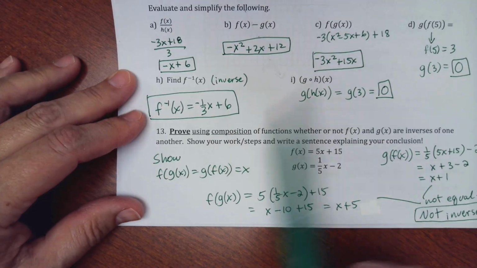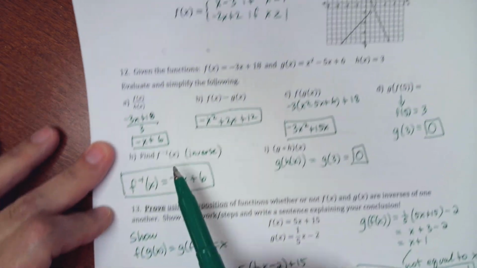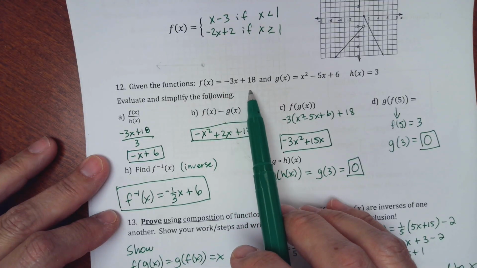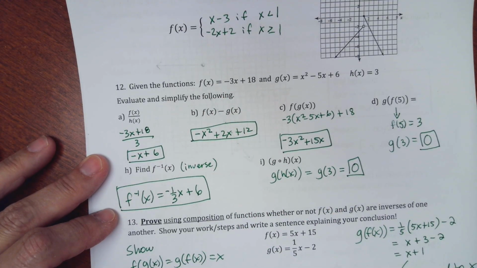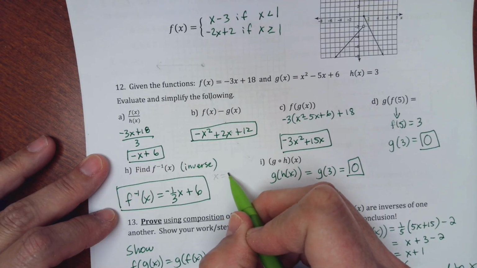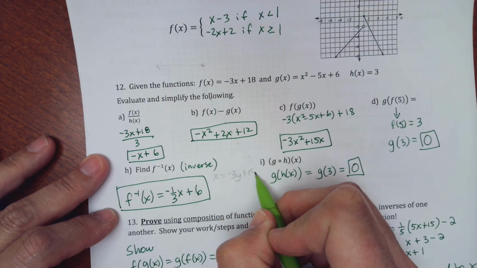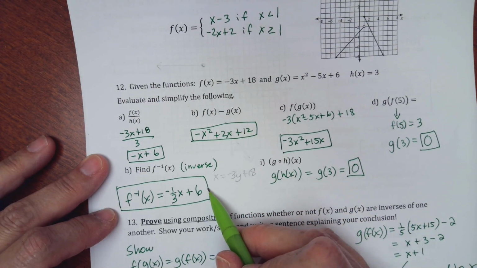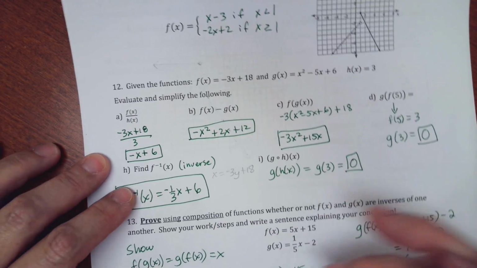Right. Letter H, you're doing the inverse. So remember, this is y equals -3x plus 18. So what you're doing is changing the x and y, so you're making it x equals -3y plus 18. And then you're solving for y. You're taking away 18 and dividing everything by -3. And getting this answer.